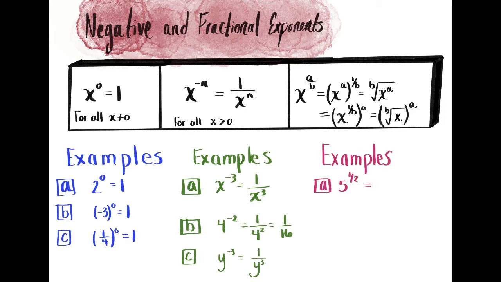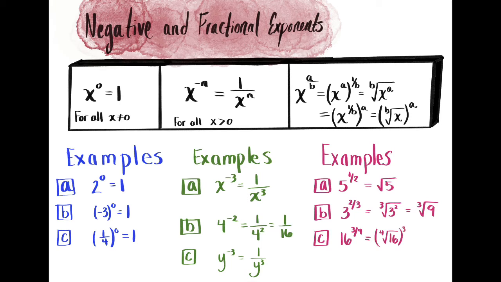Now, if you have 5 to the 1/2, that would be the square root of 5. Here's another example. If you have 3 to the 2/3, you could do the cube root of 3 squared, which would be the cube root of 9. Now you could have done it the other way, but let's take a look at another example. If you have 16 to the 3/4, you would have the 4th root of 16 cubed, and the 4th root of 16 is 2. 2 cubed gives you 8.